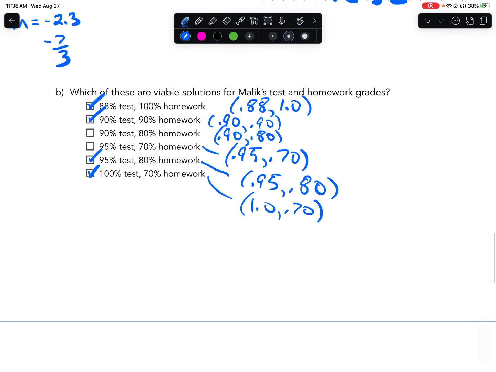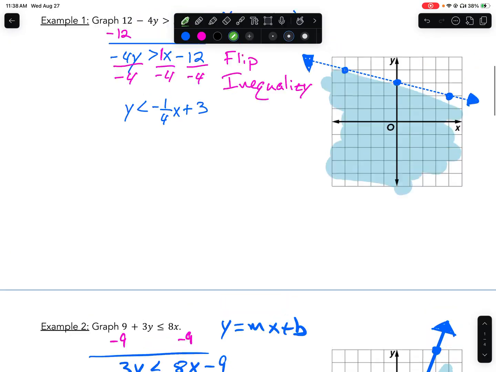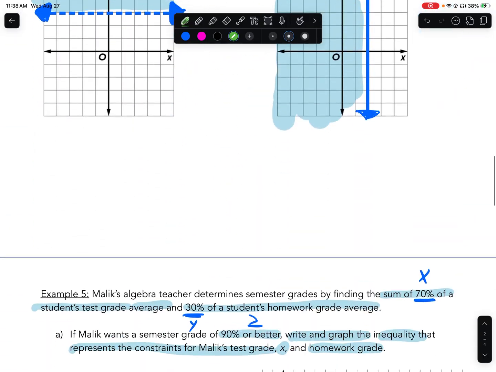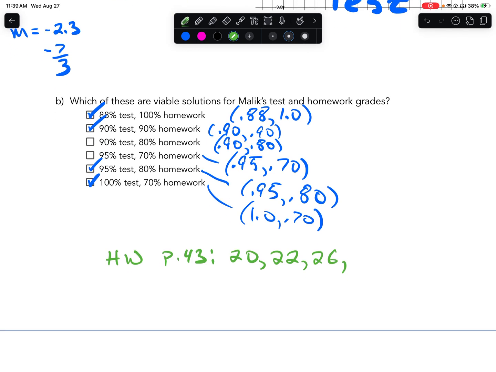Your homework is also on page 43. So we had two different assignments on page 43 because this is the second day of 1.5. So page 43, 20, 22, 26, 28, 30, 31, and 61. All right, good luck.